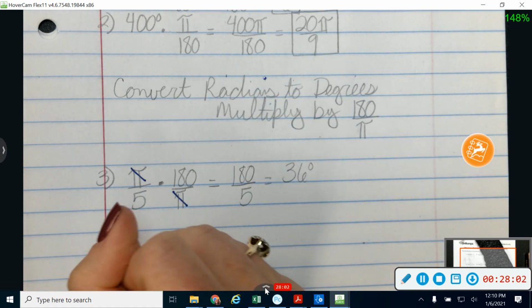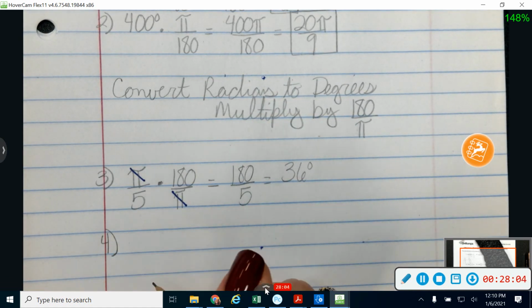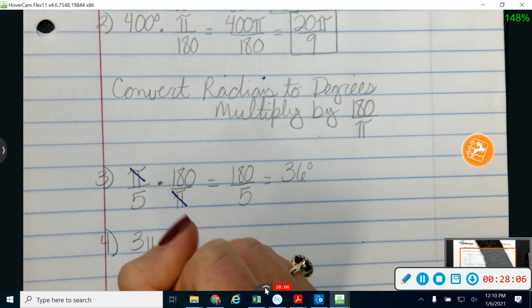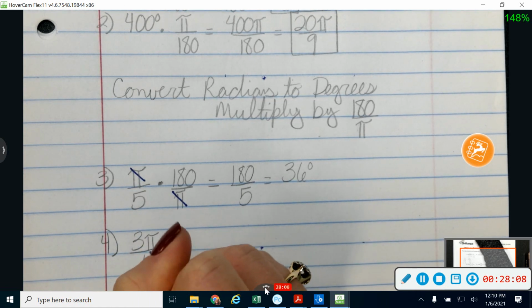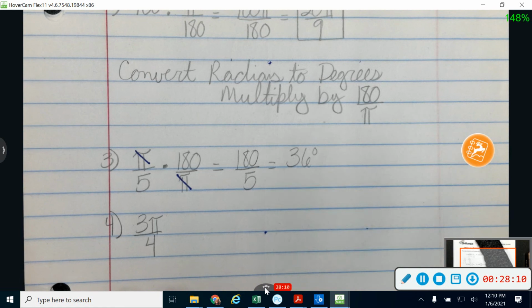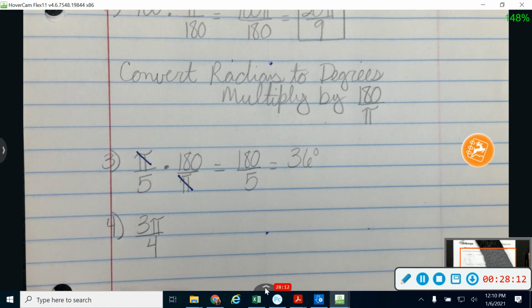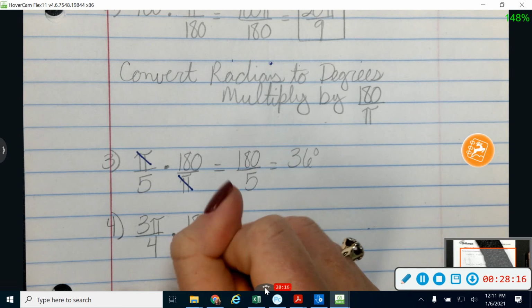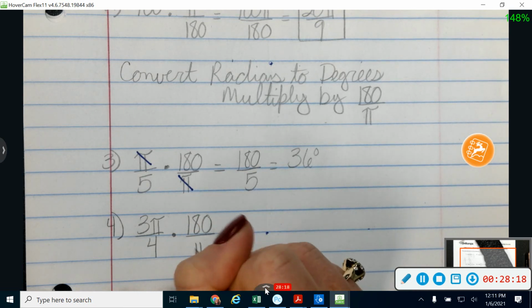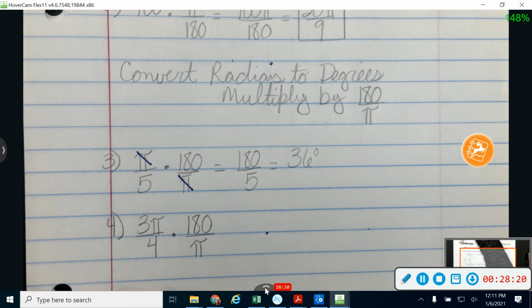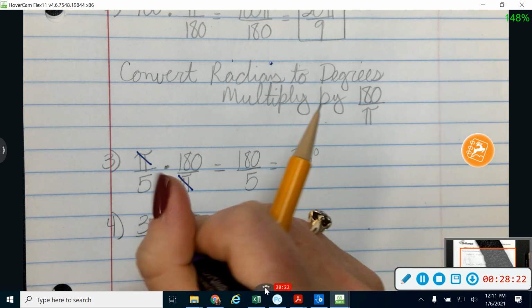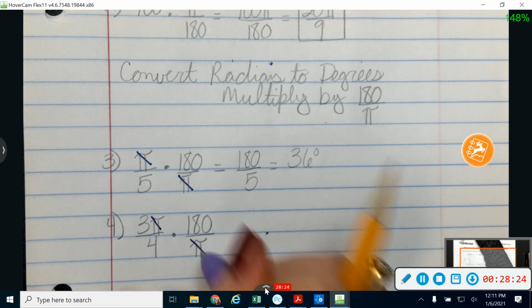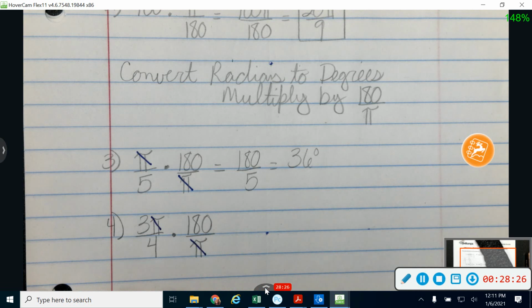Last one. Let's do one where we have another number with it. Let's do 3 pi over 4. 3 pi over 4 is going to be really important in the next couple of weeks. We're going to use that angle a lot. Again, I'm going to multiply by 180 over pi because I want pi to cancel out. If I do it the opposite way, I'm going to end up with pi squared. I don't want that. So I want pi to cancel out. I need pi to be in the denominator.